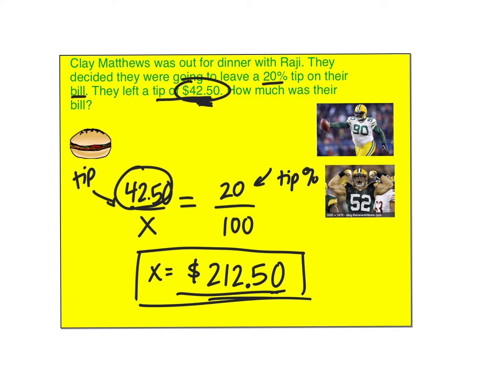Now, if you solved it the equation way, I'll quickly go through that. I need to do 20% times the whole bill, which I don't know, should equal $42.50. So if you solved it that way, you're going to have to divide by 0.20, and you would still end up with $212.50.